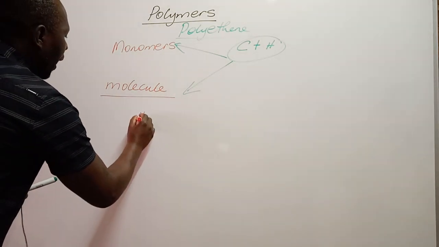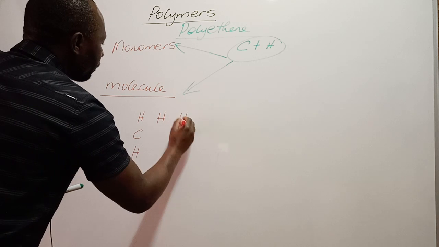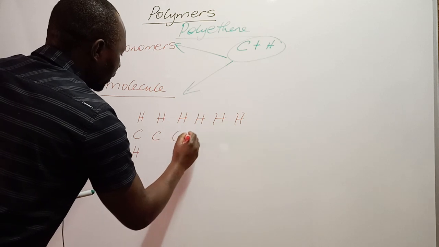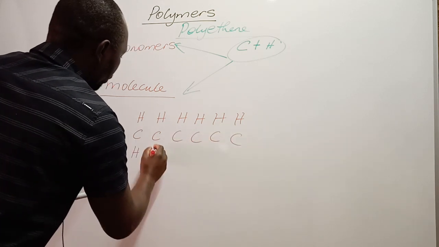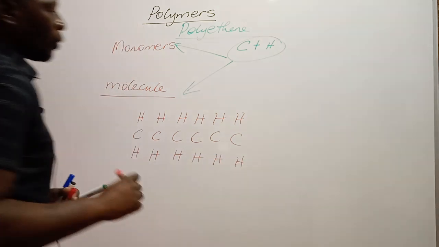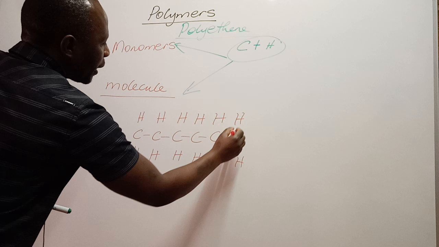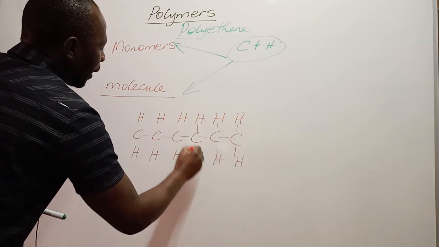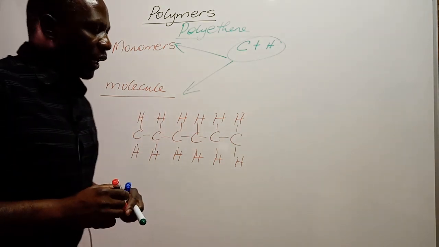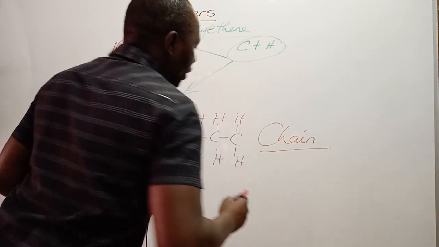We have a hydrogen, a carbon element, a hydrogen element. This is a chain of the hydrogen elements, and this is a chain of the carbon elements. This is a chain of hydrogen elements. So what we are saying is these come together, they join together in that form, to make a very long continuous chain.